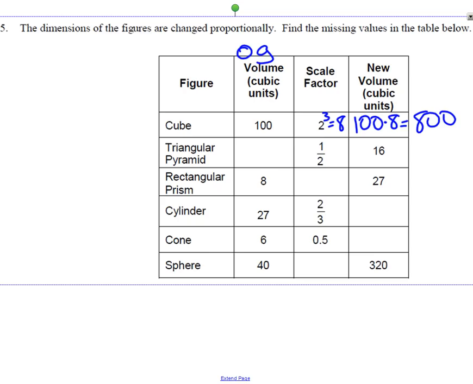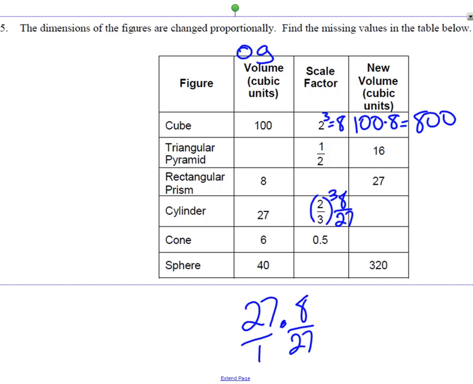Let's try the other ones that are set like this. So what about the cylinder? This one's trickier. We haven't done one like this, but that's okay because math's fun. We have a scale factor of 2/3, so we would need to cube that. 2 to the third is not 6. 2 to the third is 8, over 3 cubed, which is 27.